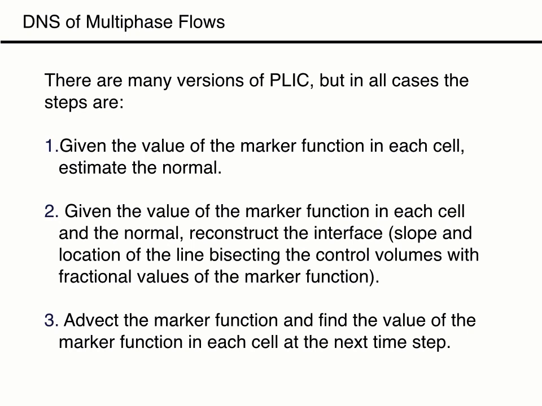There are many versions of PLIC, but in all cases the first step is to estimate the normal vector in each cell, given the marker function in the cell that we are considering and in the neighboring cells. Once we have the normal, we draw a line perpendicular to the normal and move it in the direction of the normal until the area cut out from the interface cell by the line matches the value of the marker function in the cell. Knowing the shape of the region occupied by the marker function in each interface cell then allows us to advect the marker using geometric considerations.